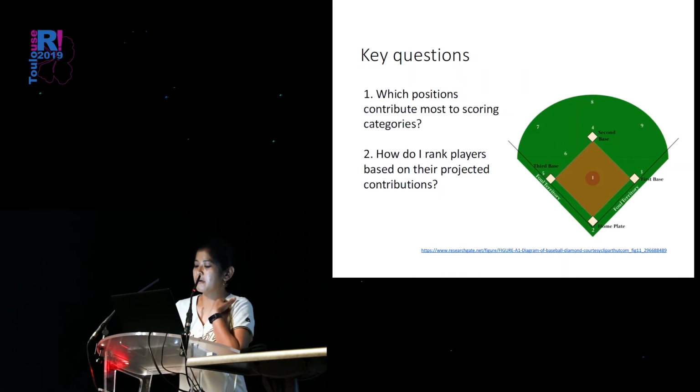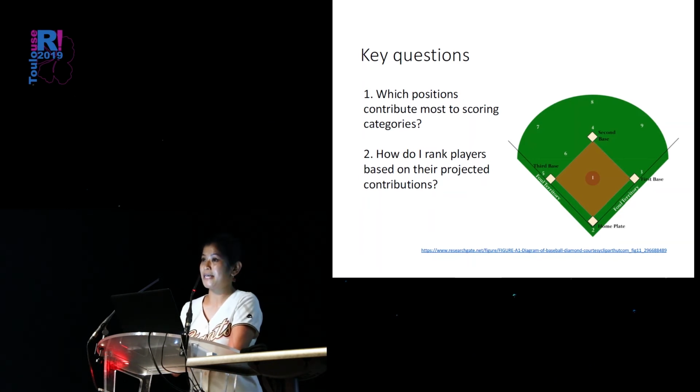So I wanted to know which positions contribute more to these scoring categories. It's important because you have to have a player at each position on your team. And it helps to know what order to draft players. Second, how do I rank players so I know who I'm supposed to draft first?